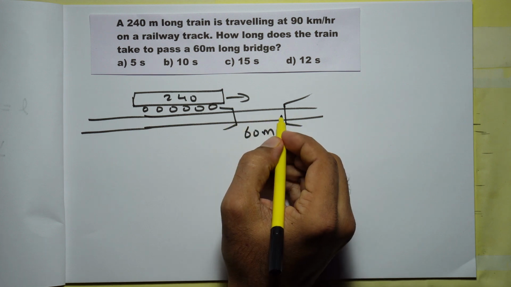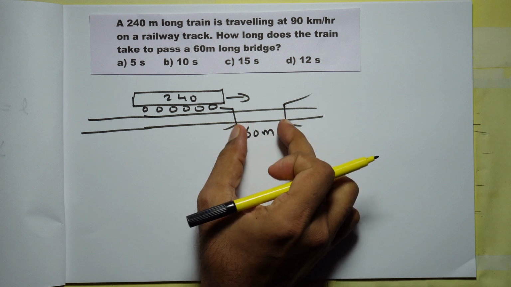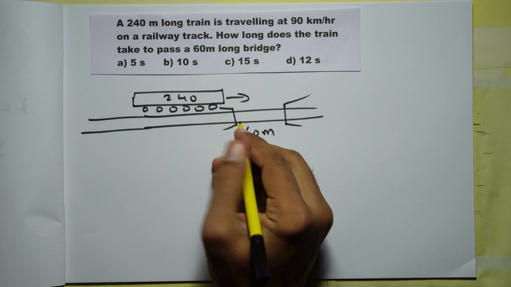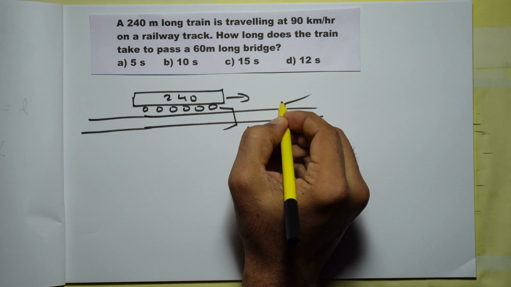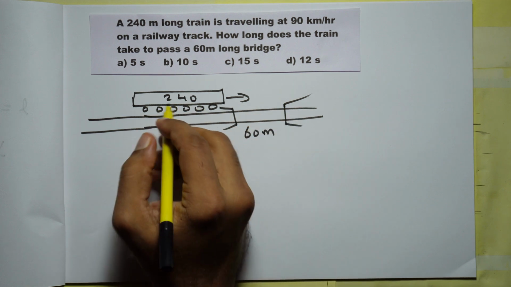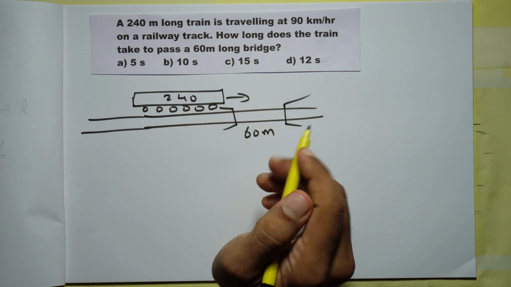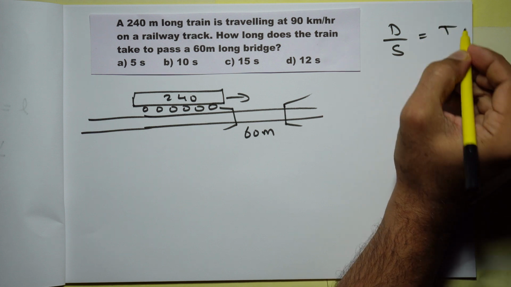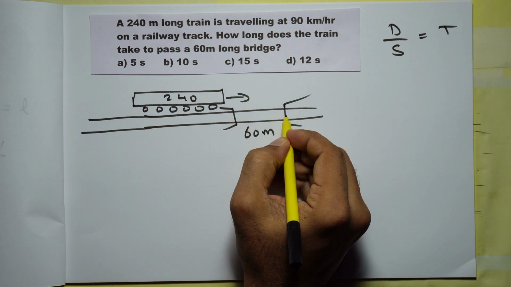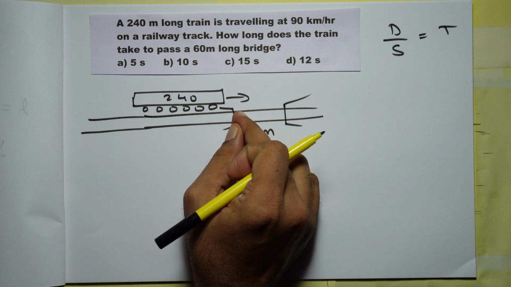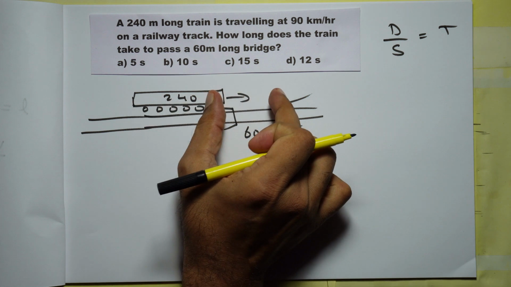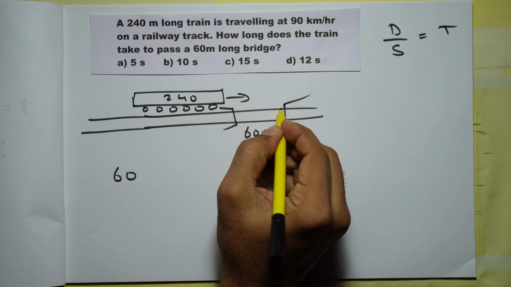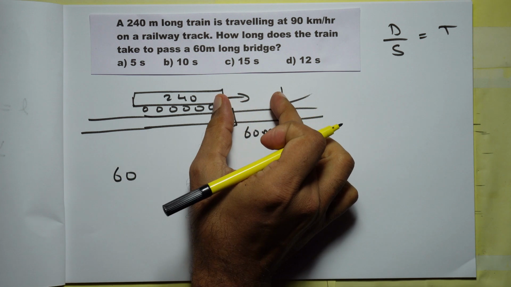Now to pass this bridge, first the length of the bridge has to be moved. The train is initially here. First the length of the bridge has to be moved. Then the train will reach this end. So what is the time required for the train to pass this bridge? So we have the basic formula, distance by speed gives you time. Now to pass this bridge, first the length of the bridge has to be covered. Then the train will be here. First this 60 meters has to be covered. Then the train will reach this point.